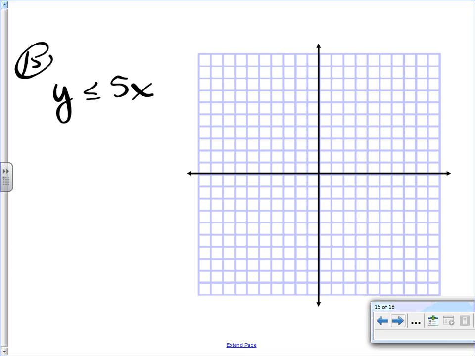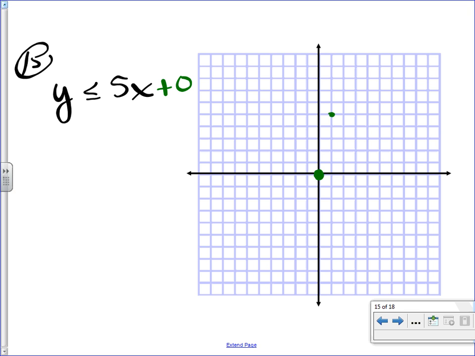All right, and the last section here has to do with our inequalities. So let's take a look at a couple of those. Number 15, we have the inequality y is less than or equal to 5x. Notice there is no y-intercept, so we're going to use a 0 on here. 0 is our y-intercept. The slope on this one is 5, meaning we're going to go up 5 and over 1. 1, 2, 3, 4, 5 and over 1.